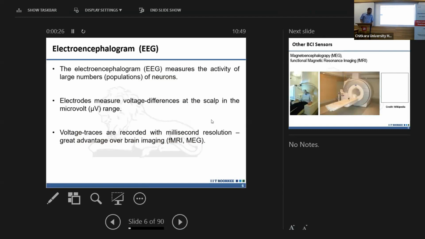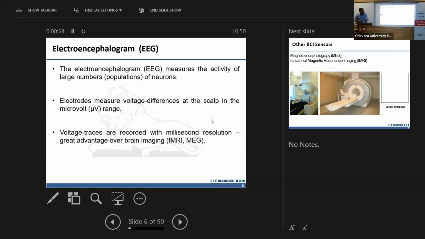For example, with fMRI or MEG, there are volumes of images in 3 different dimensions where we work with image processing or video processing techniques to understand if there is some disease like a tumor or other kinds. But these devices are very heavy, very expensive, and the maintenance cost is very high.